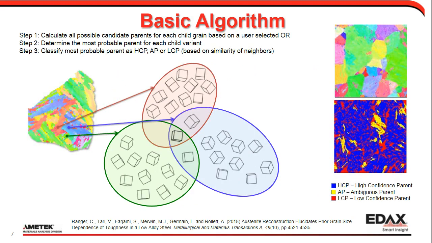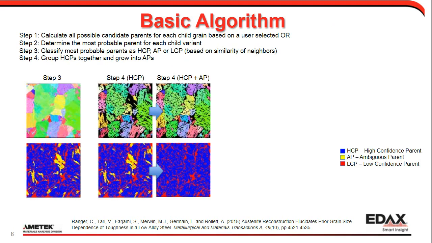And then we classify each as a high confidence parent, an ambiguous parent, or a low confidence parent, depending upon how many times it appears in this Venn diagram relative to other orientations in the neighboring variants. Then we assume the high confidence parents are the most likely answers, so we try to grow those into the other neighbors, the ambiguous and low confidence parents. Perhaps that same orientation appears farther down the list in those, so we can use that argument to grow them.